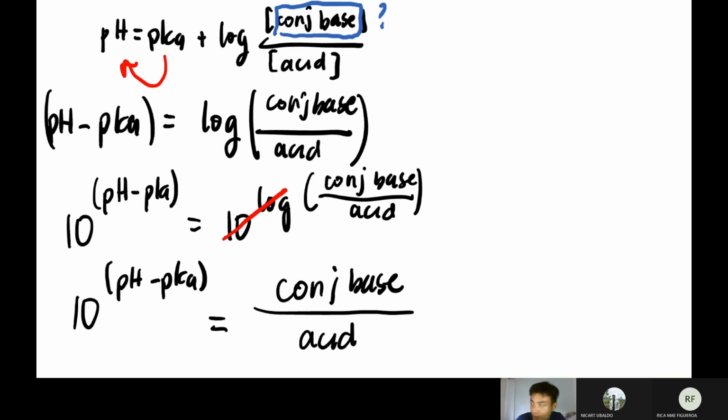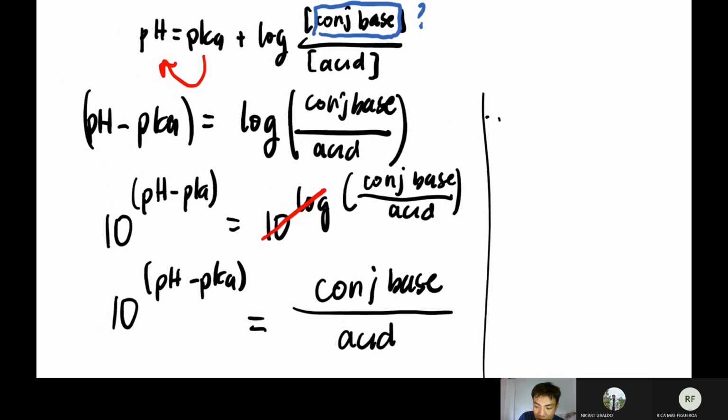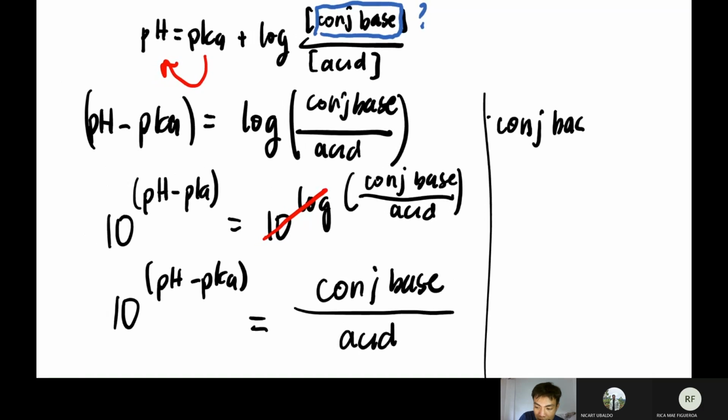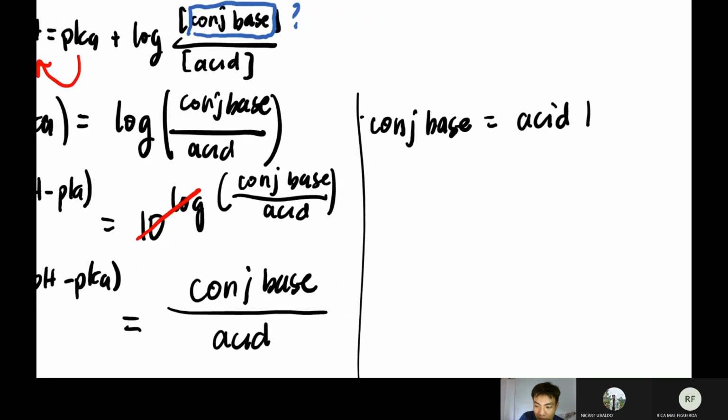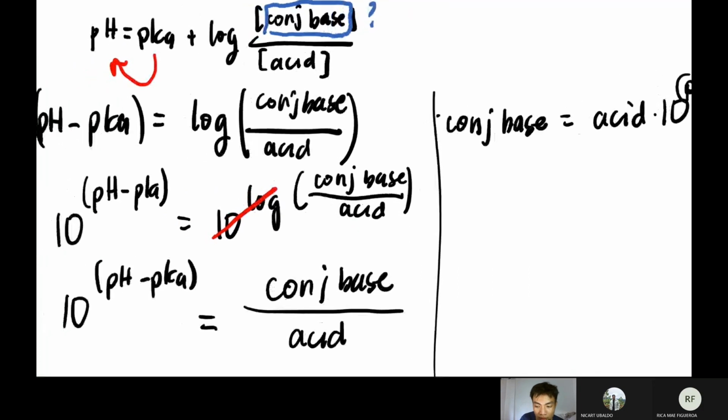Since we are looking for the concentration of the conjugate base, yun yung hinahanap natin, conjugate base. Anong gagawin natin dito? Yung denominator natin may acid. Ang kailangan matira, conjugate base. So, we cross-multiply the acid to the other side. So, our resulting equation will be conjugate base is equal to acid times 10 raised to negative, pH minus pKa. Okay? So, ito na yung maging resulting equation natin.